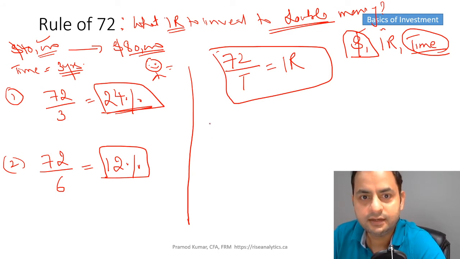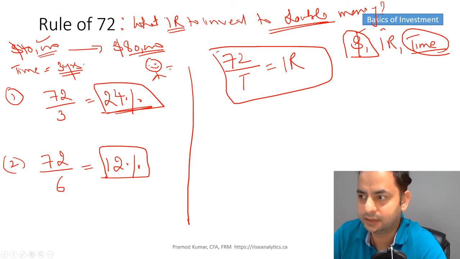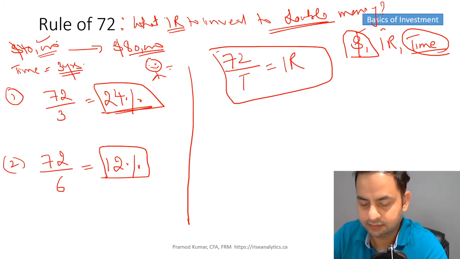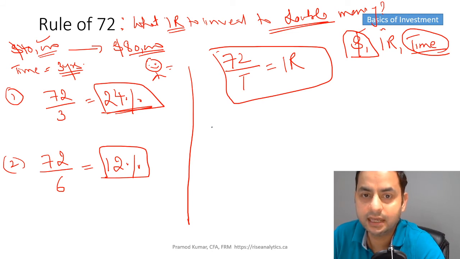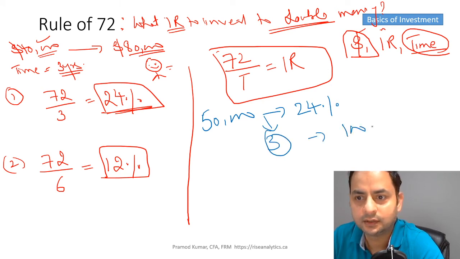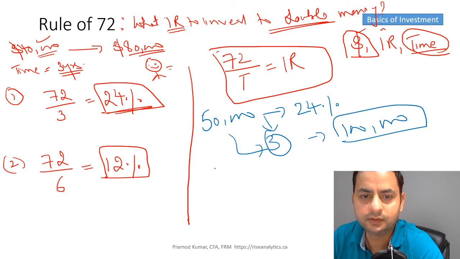So this means, let me change the color of the pen, just give me a minute. So this means if you are able to invest at 24%, you can double your money every 3 years. If I have, let's say, 50,000 and I invest at 24%, then assuming there is no crash and it's risk free, which is more like a hypothetical scenario, then in every 3 years I can get 100,000, because my money will double.